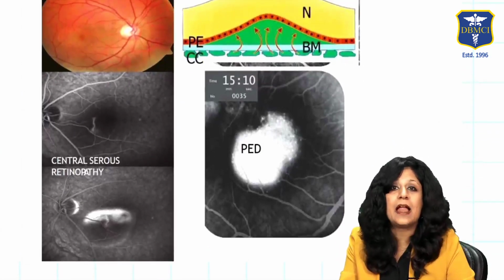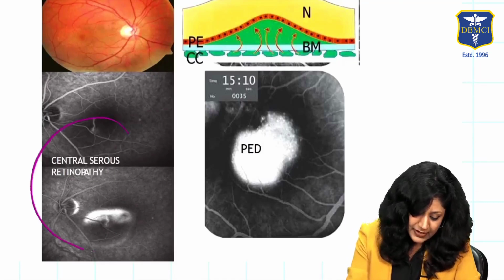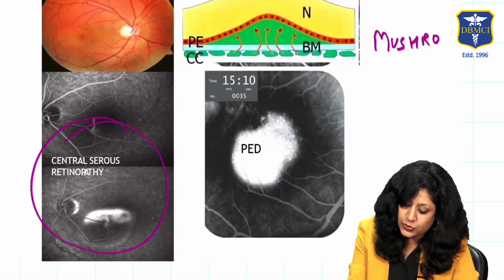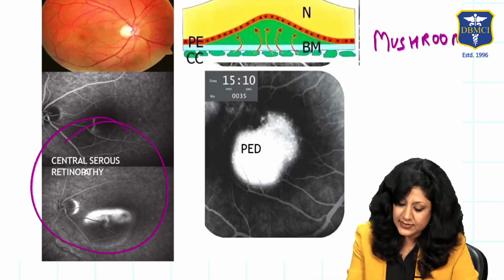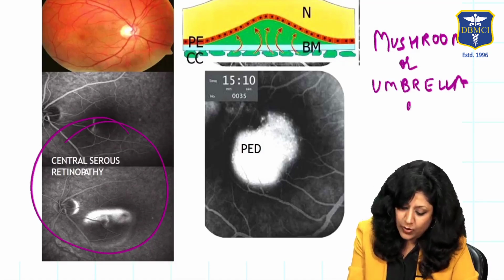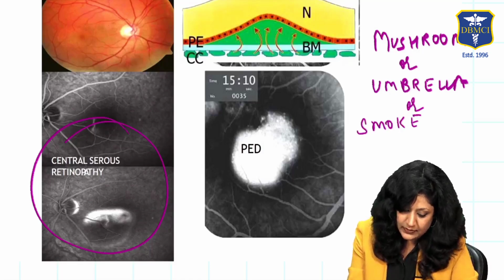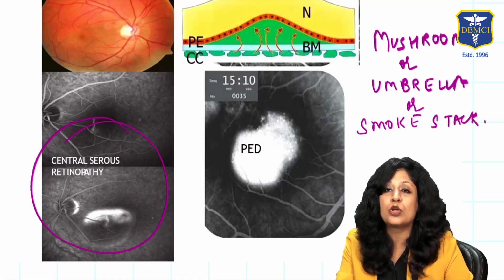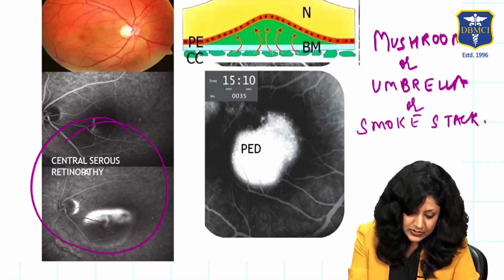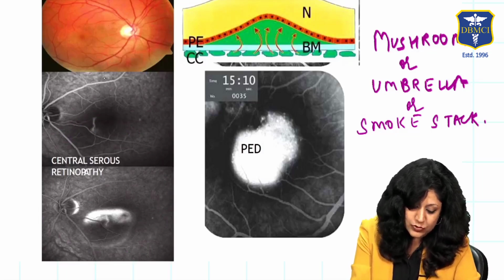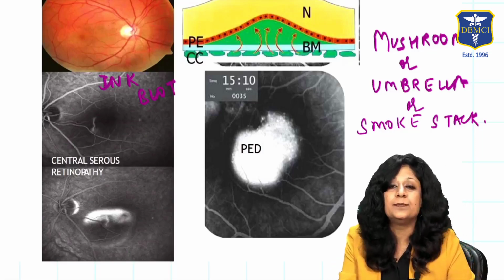See, this is a typical pattern that you are getting on the angiography in the patients of CSR, and how it is looking like. Do you remember the mushroom pattern? The typical mushroom pattern that we get in the patients of CSR, or it is also called as the umbrella pattern, or it is also called as the smoke stack pattern. So this is the angiographic pattern that you are getting, more commonly mushroom pattern, or you can get this also. Can you see this one? Now this is a large blot that you are getting, right? So this is actually your ink blot pattern, which is also called as the enlarging dot sign.